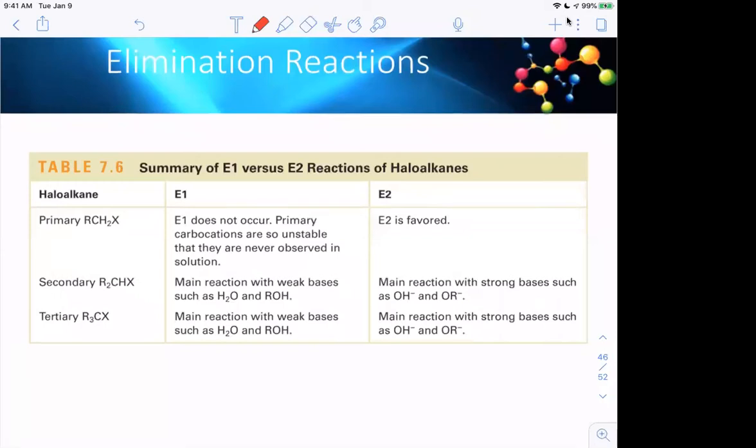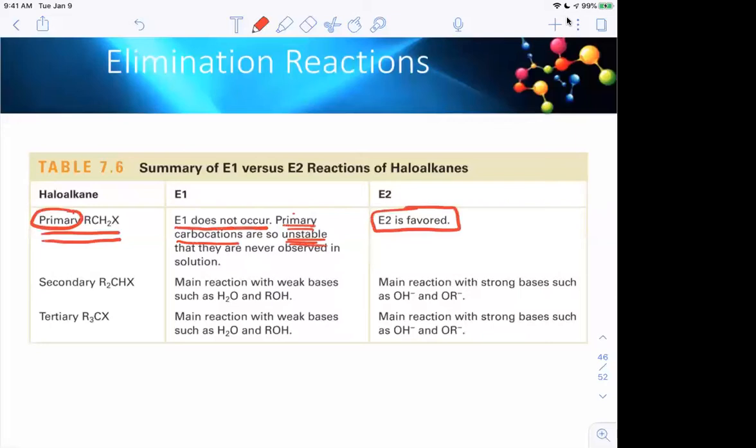Okay, so just like we did with SN1 and SN2, I can actually summarize what's going to happen based on the substrate. If I have a primary alkyl halide, E2 is favored, E1 does not occur, and that's because my primary carbocations are so unstable that they are never observed.